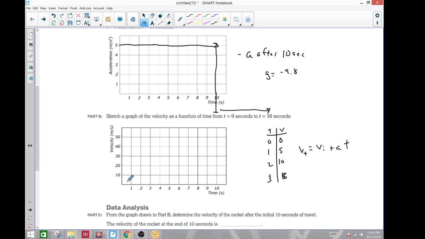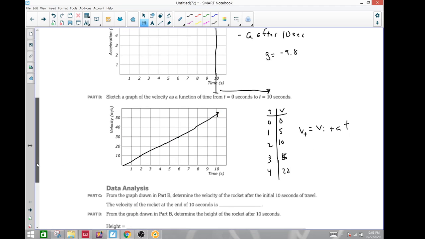2 seconds would be 10. 4 seconds would be 20. There we go. And 6 seconds would be 30, and it would just look something like that, and it's going to just continue up. A little sloppier there, but that's it.